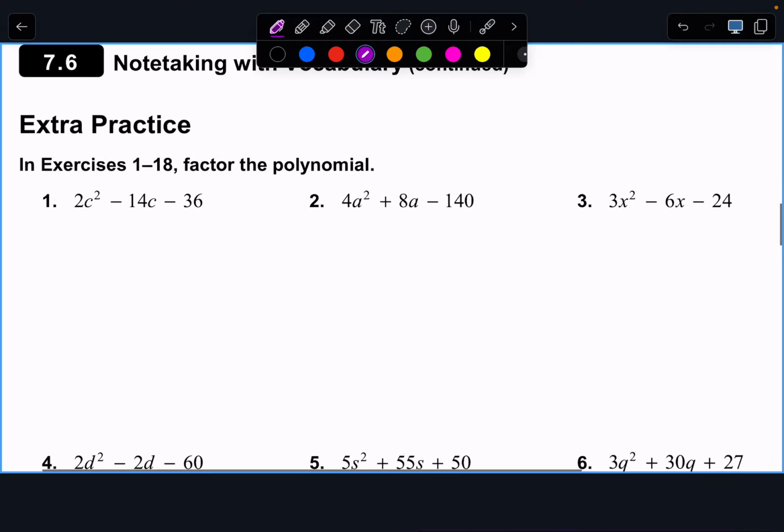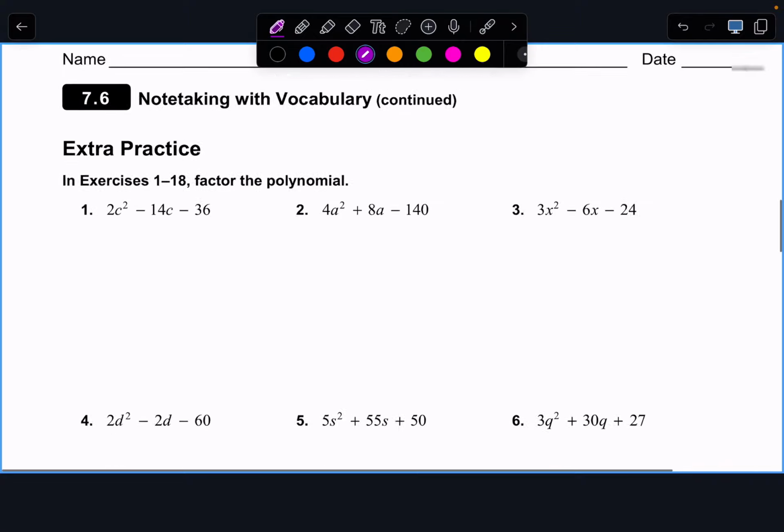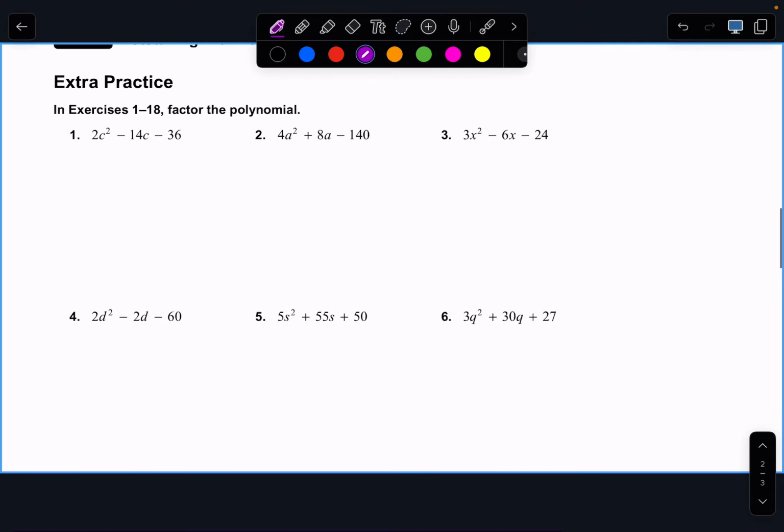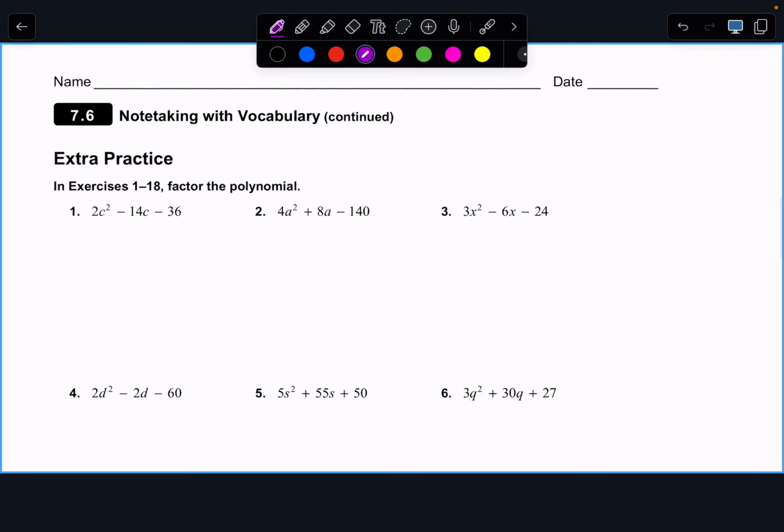If we look at these problems, do you notice how all of the problems on this page have a coefficient in front of the squared variable? Yes. Okay. So what I want you to write up here is number 1, we need to look for, is there a GCF?